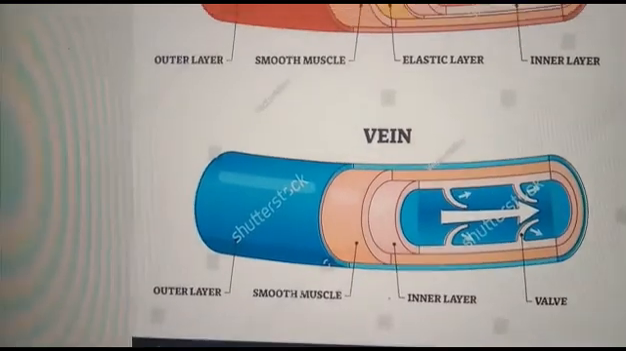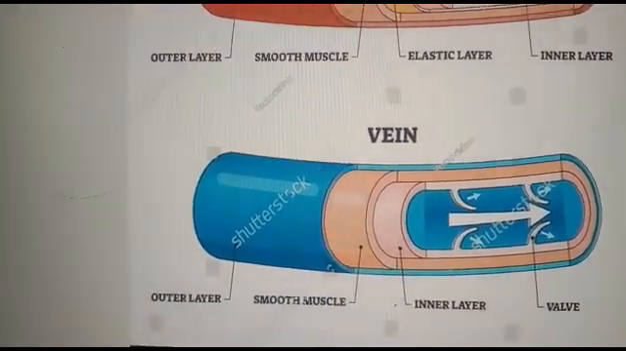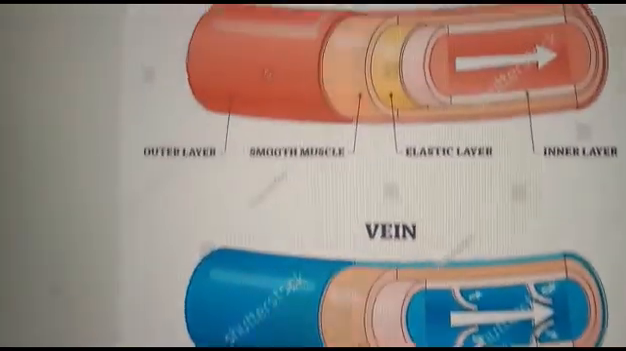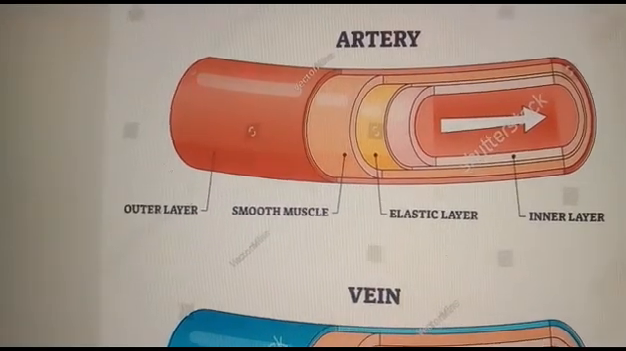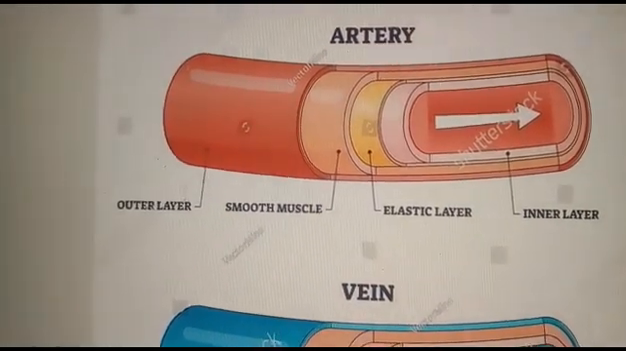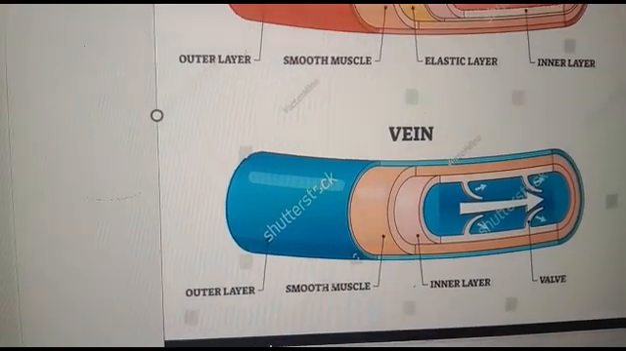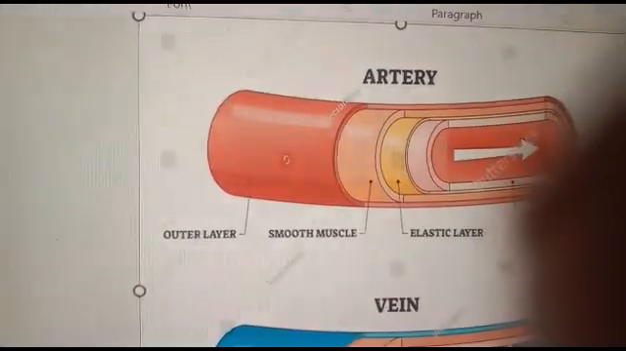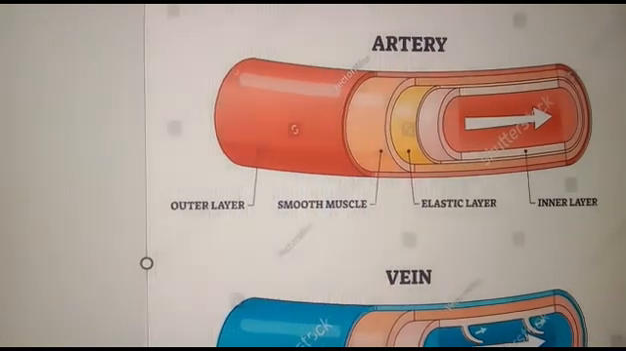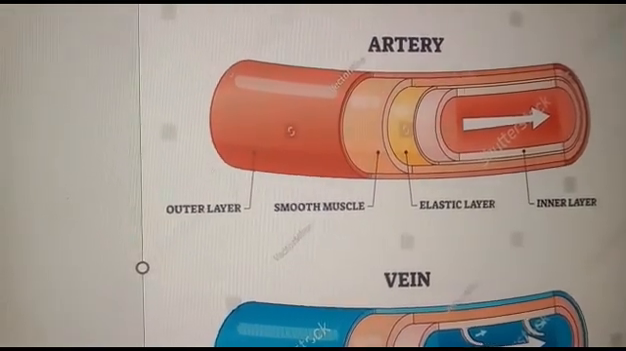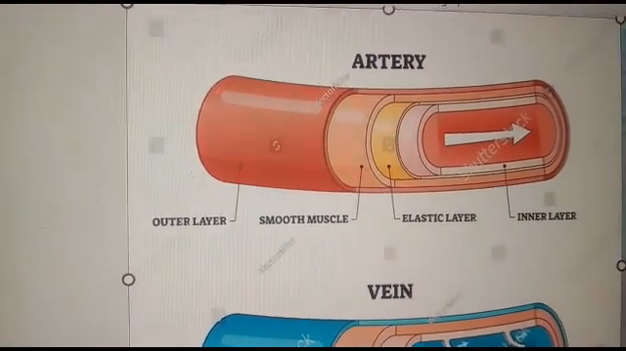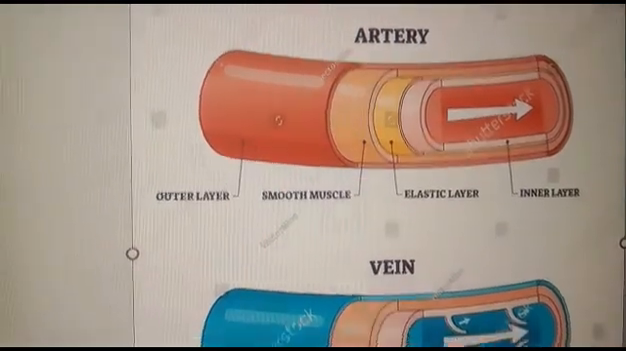So yan, veins. Veins have an outer layer, smooth muscle, and a layer and valve. Whereas artery also has an outer layer, smooth muscle, elastic layer, and inner layer. So when we speak about veins, they carry blood back to the heart, and arteries carry blood from the heart out to the rest of the body. So that's the difference between the arteries and the veins. Now let's go to the basic.